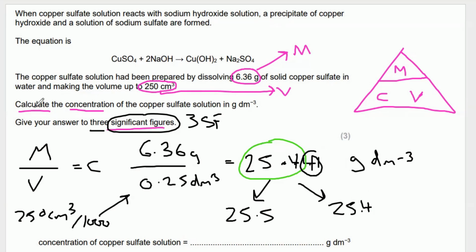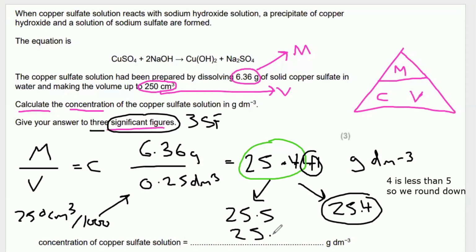Well, it's got to be 3 numbers only. So the options are really 25.5 or 25.4. What is it closest to? Well, you see the last 4 is lower than 5. So we round down and we call this 25.4. So you're just rounding to 3 figures. We're rounding it down to 25.4.